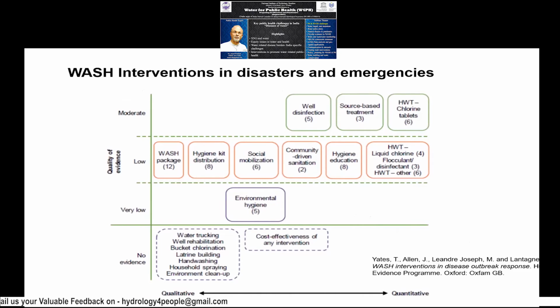We also know that water-related diseases are important in dealing with disasters and emergencies, because at that time access to clean water is always questionable. However, we do not have too many very effective interventions. The evidence review shows that disinfection of wells, if they're available, source-based treatment, use of chlorine and hand washing are the most moderately effective in preventing water-related diseases. But many of the interventions like water tanking, well rehabilitation, bucket chlorination, household spraying, and hand washing alone may not be very effective in preventing diseases during disasters and emergencies.